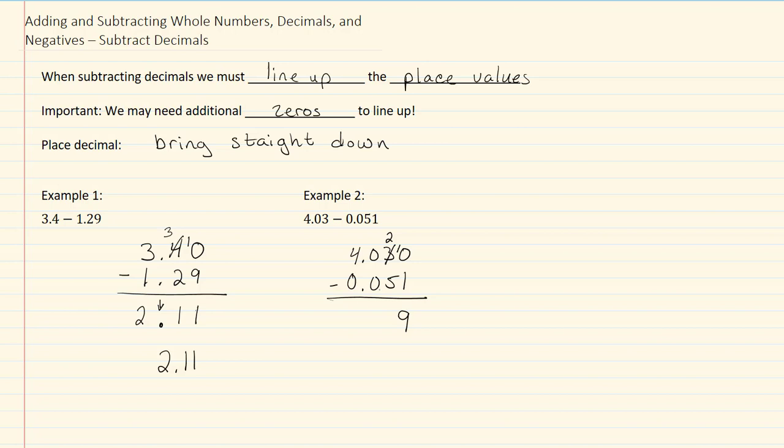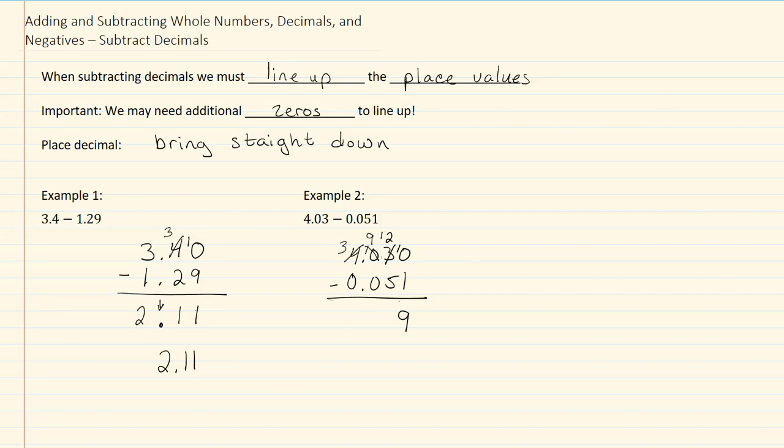My 2 is smaller than my 5, so I need to borrow from my neighbor. Notice I don't have anything on the immediate right. It's a 0, so I need to go clear over to my 4. So if I borrow 1 from there, that leaves me with 3. I now have 10 in my next spot. We want to borrow 1 from that, leaving me with 9. And then I now have 12 above my 5.